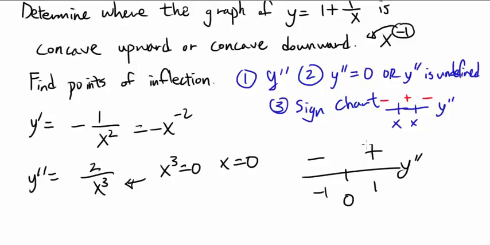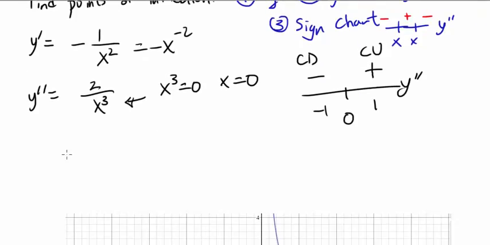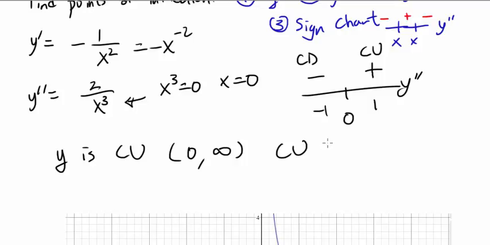So now we know the graph is concave downward to the left of 0 and concave upward to the right of 0. So we know y is concave upward on 0 to infinity, and concave downward, not concave upward again, concave downward from negative infinity all the way to 0.